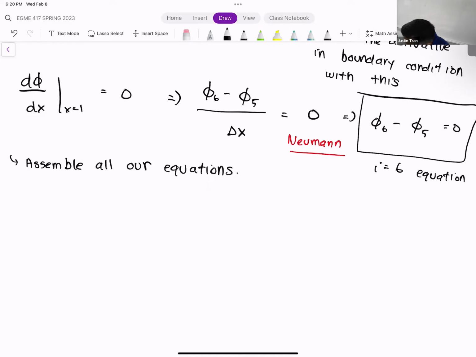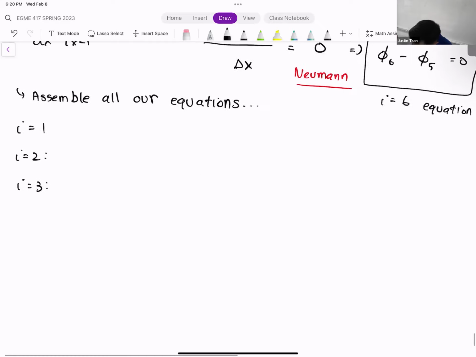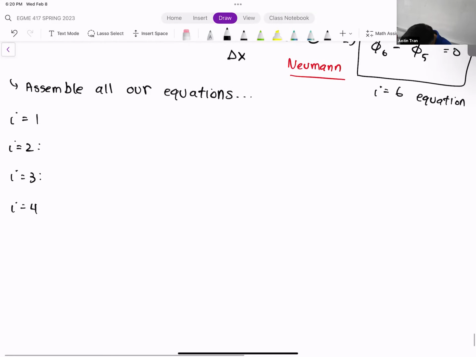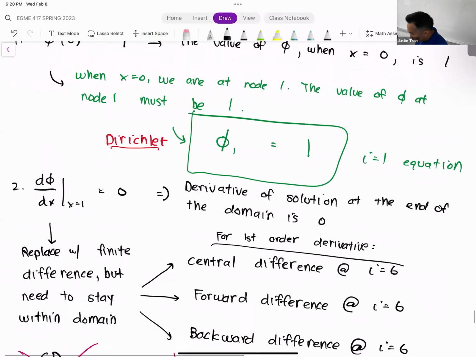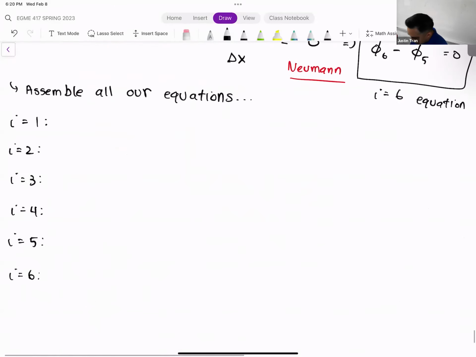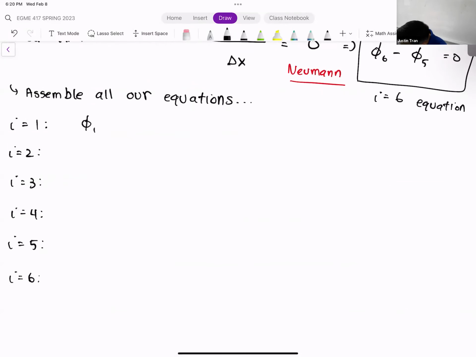All right, so let's go ahead and assemble all our equations so you can see them all at once. Okay, so our 6 equations refer to each of the 6 i values. So we have i is equal to 1, 2, 3, 4, 5, 6. Let's write out our equations for each. Let's start with i is equal to 1. Our i is equal to 1 equation came from our Dirichlet boundary condition, and so this is simply phi1 is equal to 1.